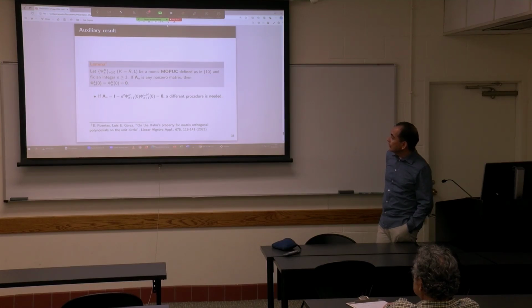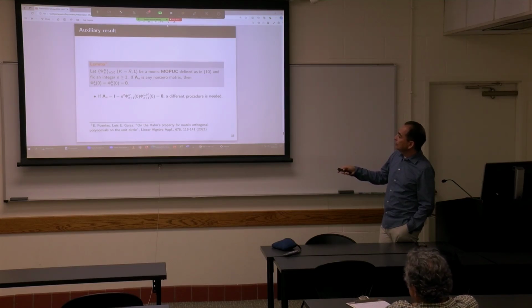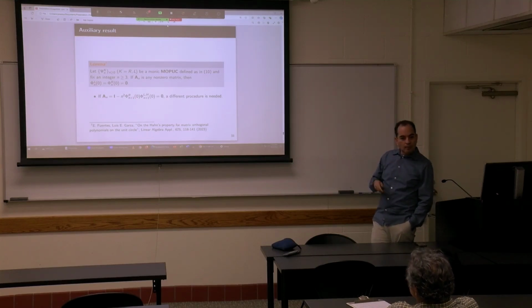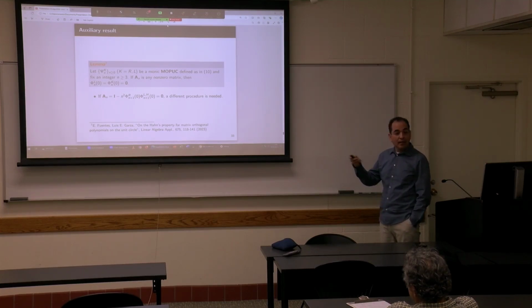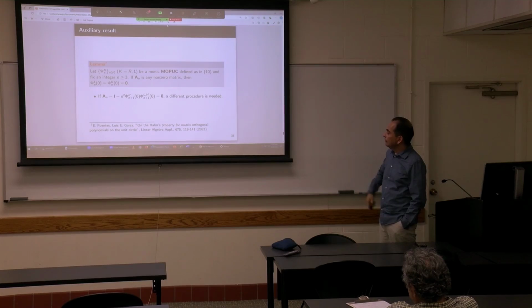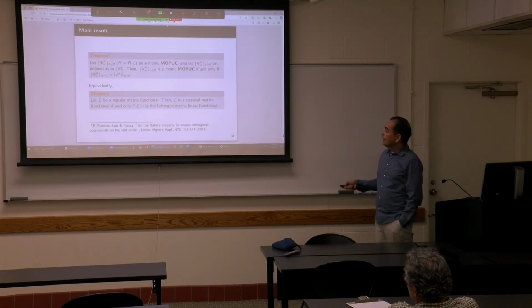So, yes. We were able to prove that this is true if this matrix is different from 0. If you consider the case when the matrix is 0, then you need to do something different, something that didn't happen in the scalar case. So this was actually the difficult part. And this is the theorem.